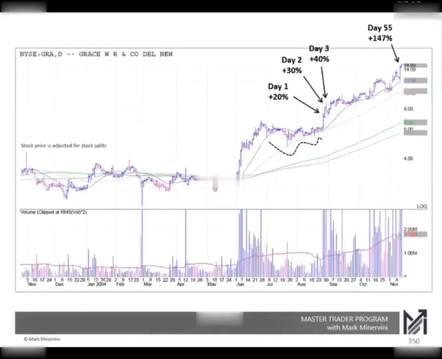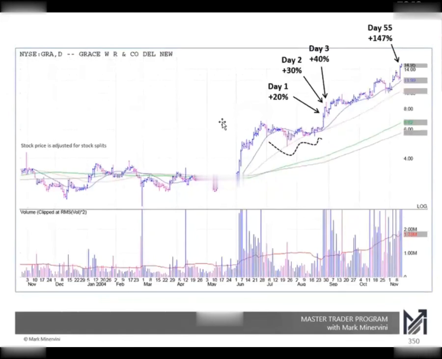Let me show you a few names here. WR Grace was one where I made a big move on this one because it was so powerful coming out of this base here. You can see it was pretty dormant, and then boom, it has this big explosion, and you get this first base. As it turns into a stage two uptrend, you get that first nice, perfect VCP. It doesn't get any better than this. And I bought this breaking out and was up 20% on the very first day.